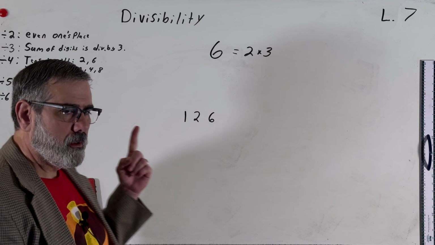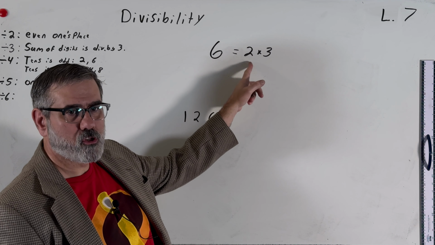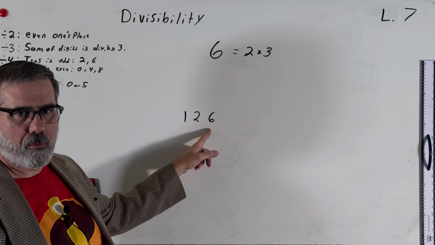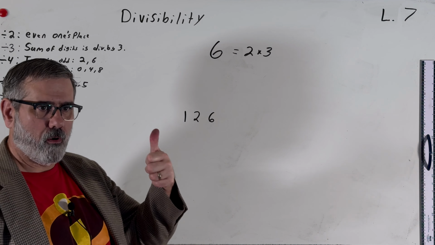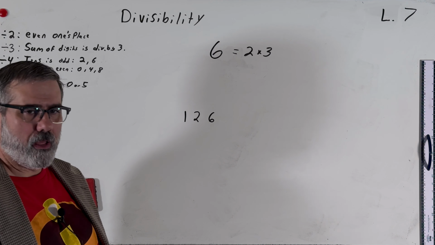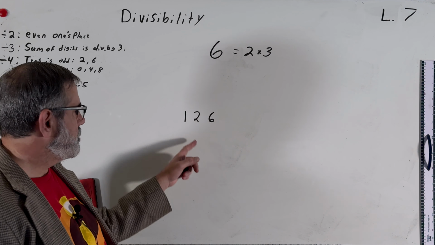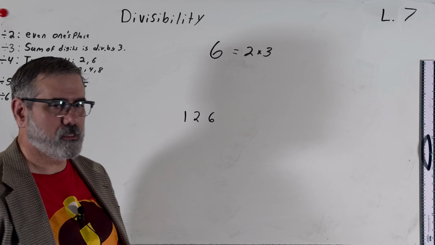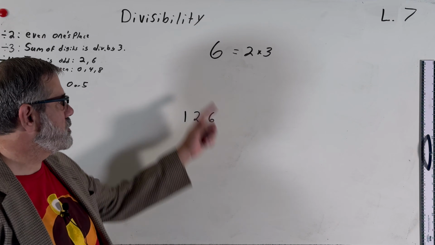For check number 1, it has to be divisible by 2, because 6 is composed of the primes 2 and 3. Is it divisible by 2? Yes, it is, because the ones place is a 6, and that's an even digit. So good to go on that one. Now we have to test whether it's divisible also by 3. Well, that means we have to add the digits up. So 1 plus 2 is 3, plus 6 is 9. That's divisible by 3. Therefore, 126 is divisible by 3 as well. If it's divisible by both 2 and by 3, then it's divisible by 6.